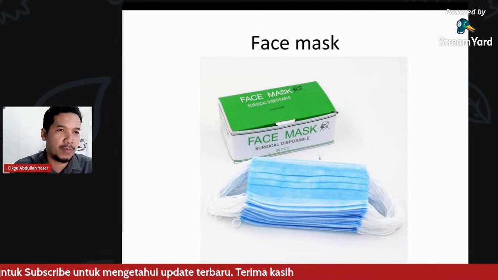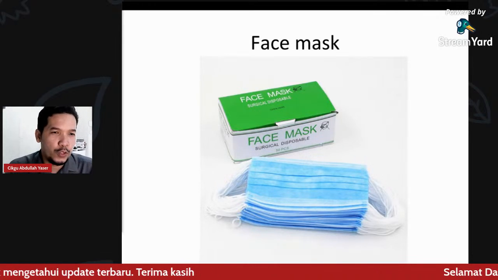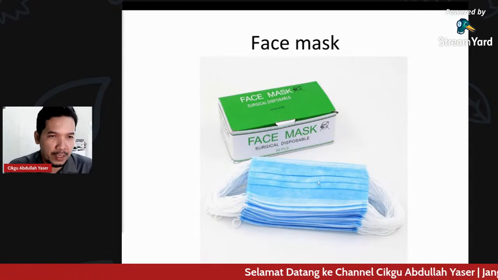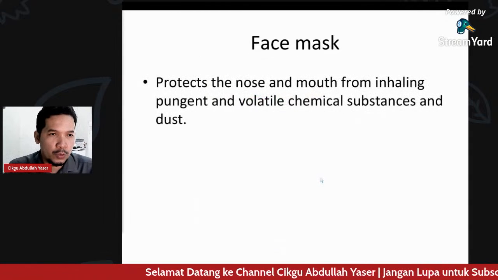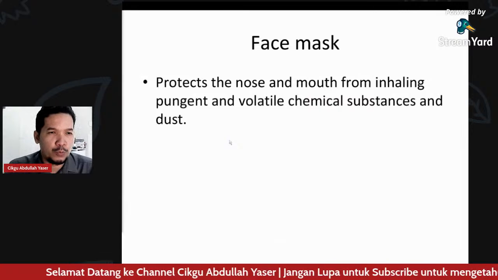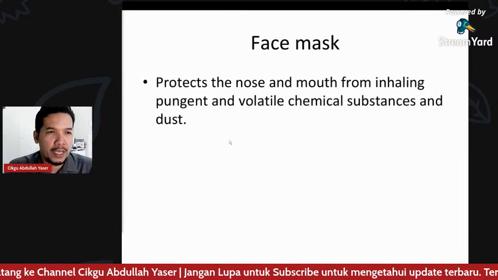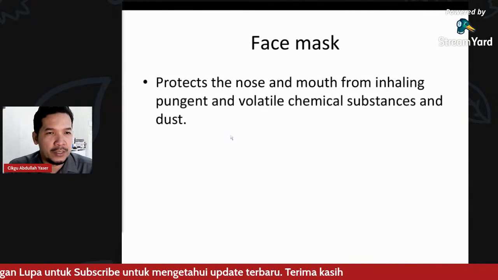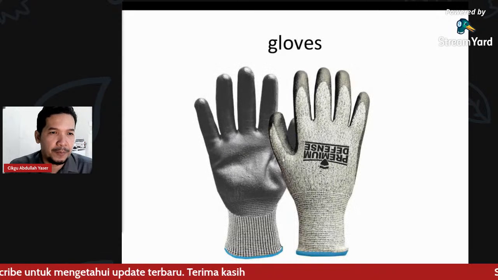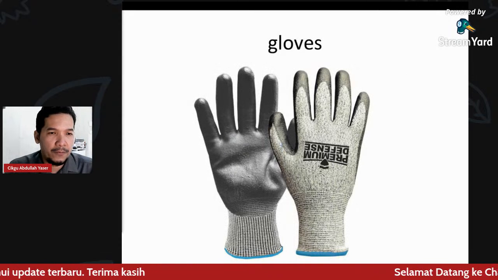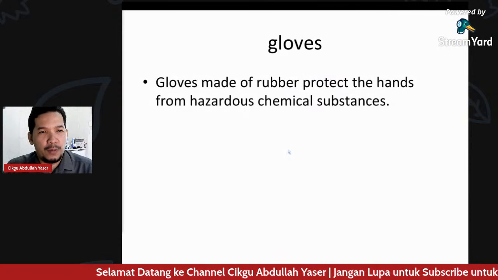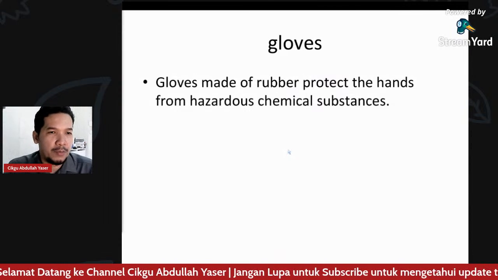Okay, number 2 is the face mask. Nowadays we use this face mask every day because of the COVID-19 pandemic. The function of the face mask is to protect the nose and mouth from inhaling pungent and volatile chemical substances and dust. Next one is gloves. The gloves are made of rubber and protect the hands from hazardous chemical substances.